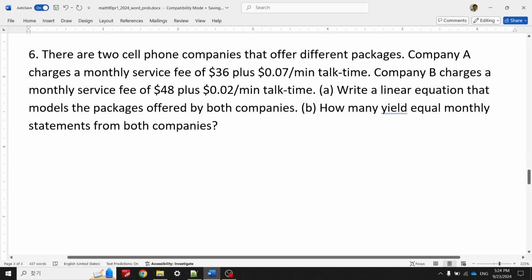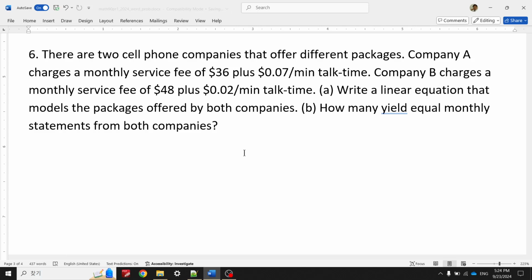Okay, there are two cell phone companies that offer different packages. Company A charges a monthly service fee of $36 plus $0.07 per minute. Company B charges a monthly service fee of $48 plus $0.02 per minute talk time. Okay, write a linear equation that models the packages offered by both companies. Let's start with A.